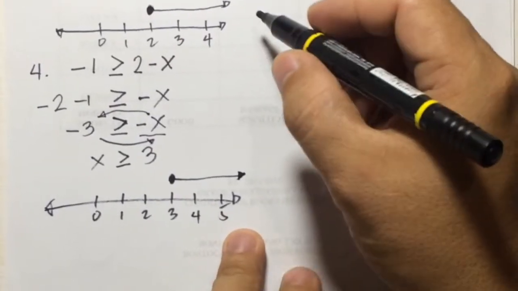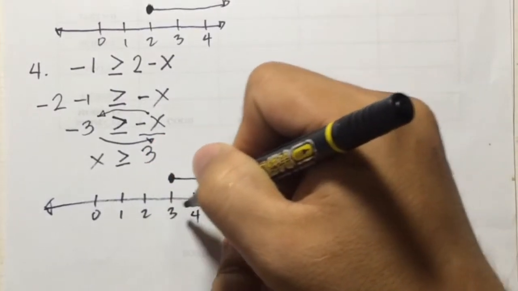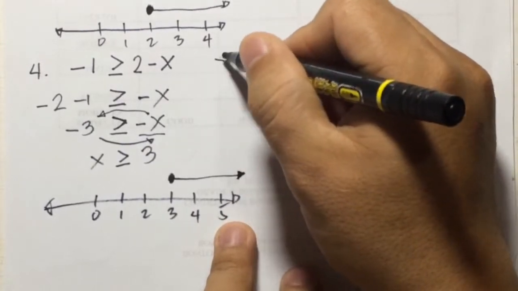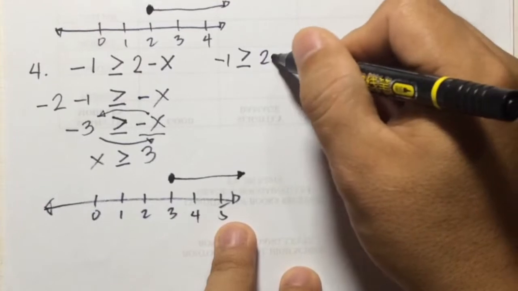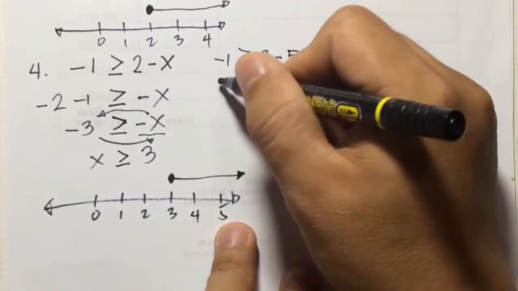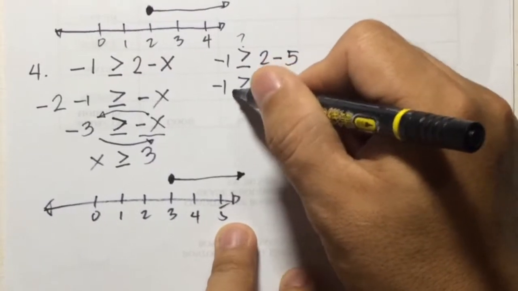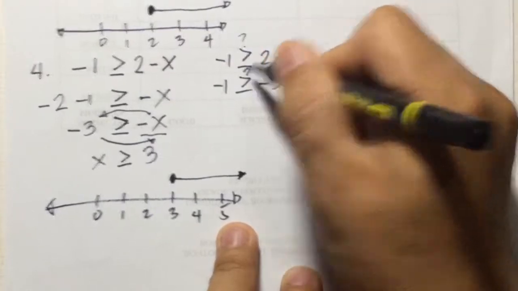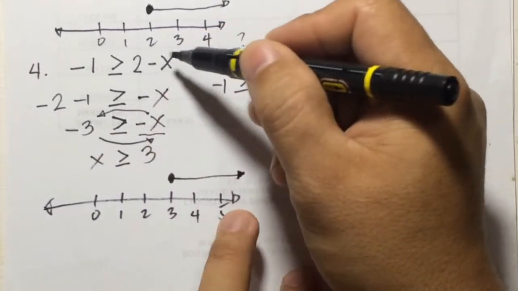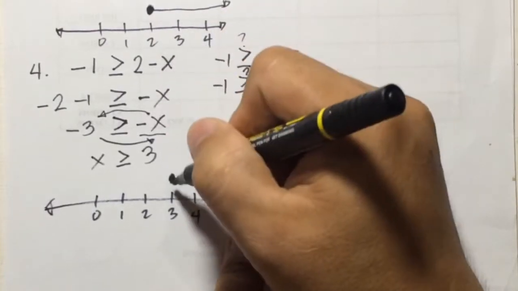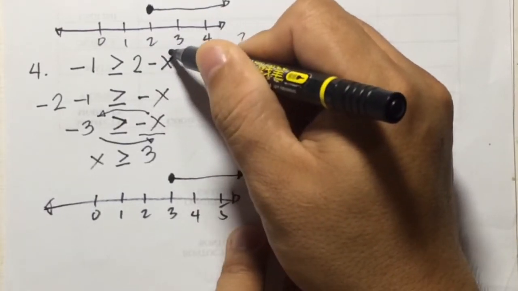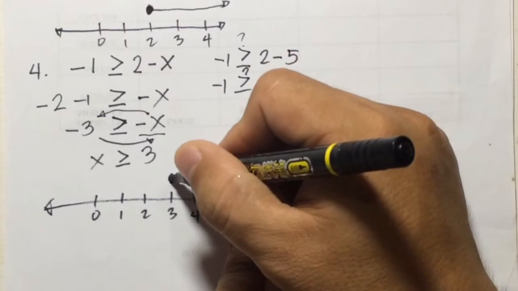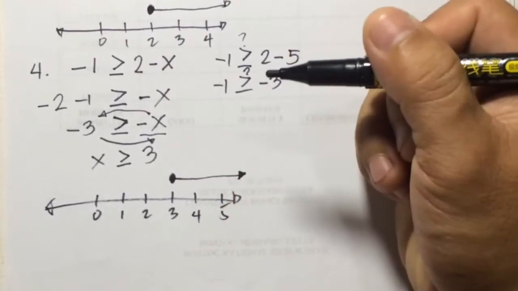To check if your answer is correct, we're going to substitute any value of the solution set here. So we can take 5. We're going to have here negative 1 greater than or equal to 2 minus 5. 2 minus 5 is negative 3. So negative 1 is greater than negative 3. So our answer here is correct. And if we're going to use 3 in the solution, 2 minus 3 will be negative 1, and that will be just equal to negative 1. So that is still a solution of the inequality.